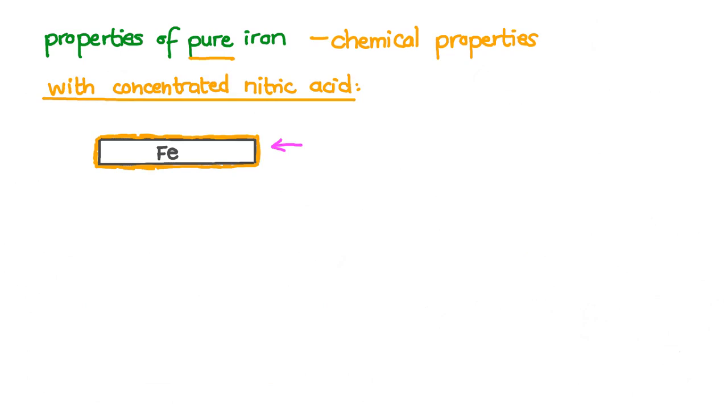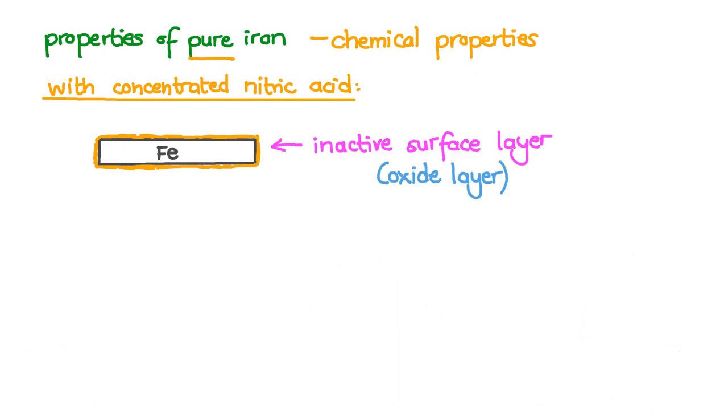When pure iron reacts with concentrated nitric acid, a layer forms on the surface of the iron. This surface layer is inactive or unreactive. The reaction produces a thin oxide layer which coats the surface of the metal. This layer prevents the metal underneath from reacting further.